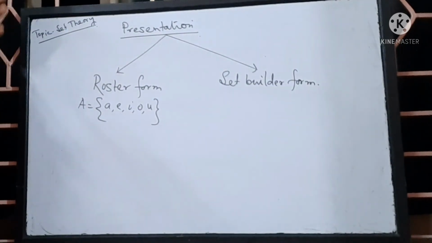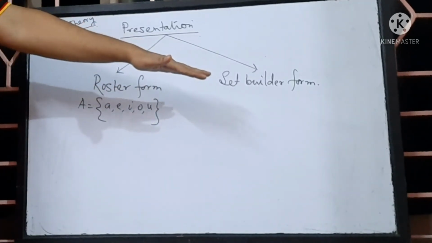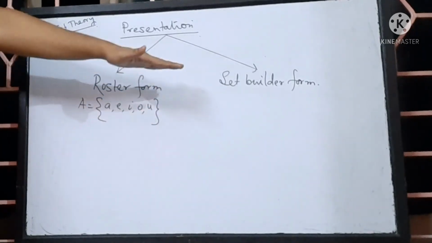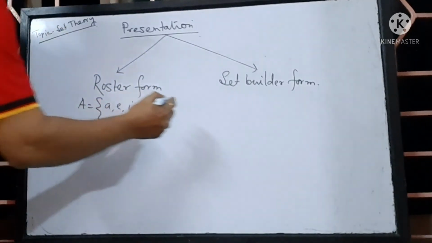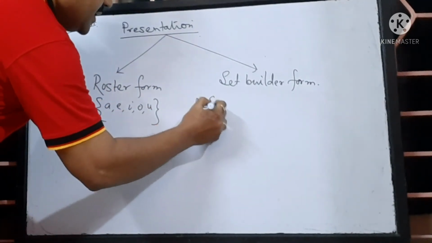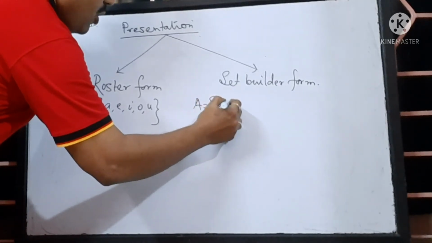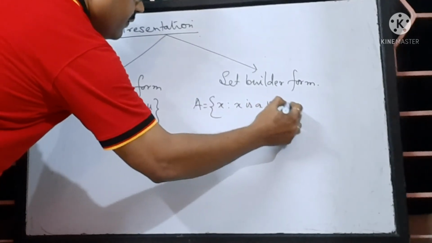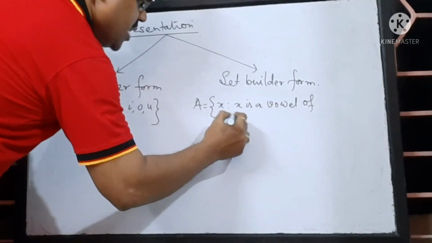Now, how can this set be written in set builder form? In set builder form, it is represented as the set of all x such that x is a vowel of the English alphabet.